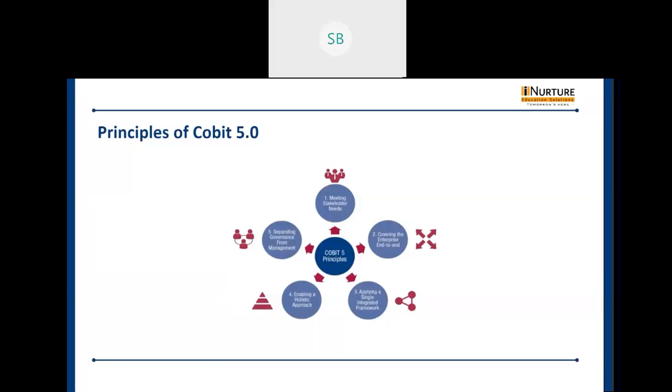Then there should be culture, ethics, and behavior also. If any organization is there, they should follow some culture and behavioral factors. If the behavior is not good, the organization will not work properly. But this aspect is often ignored, though it is highly important for the success of an IT governance implementation.